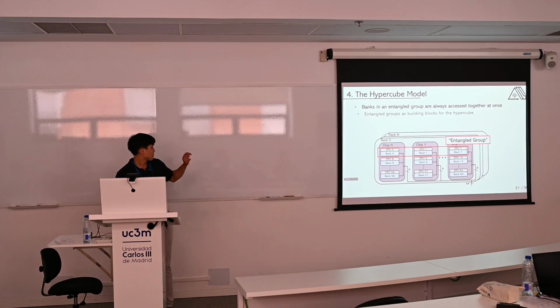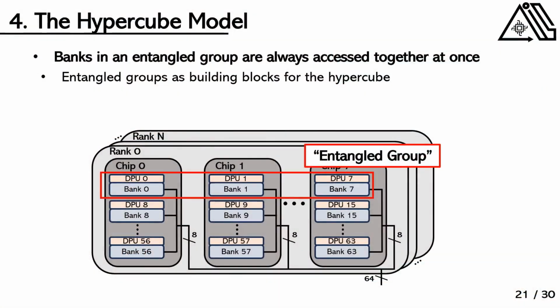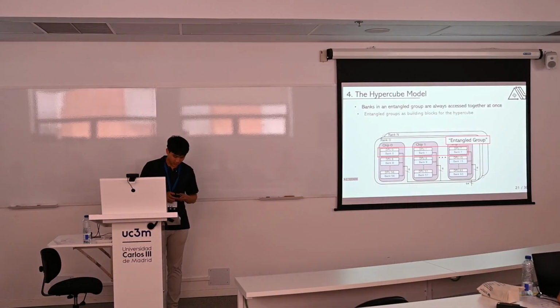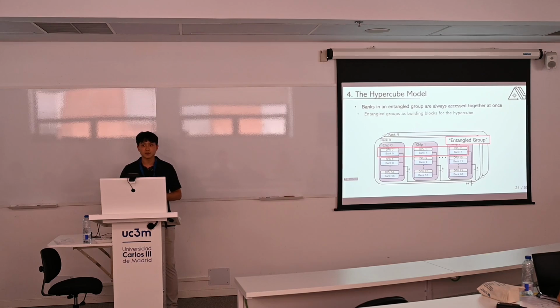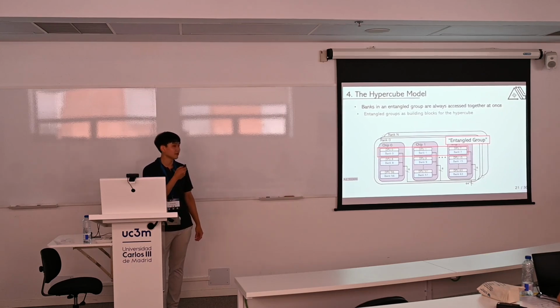Remember how the DPUs in an entangled group are accessed together for every read or write operation. So in the perspective of inter-DPU communication, if one of these DPUs is involved in communication, we will be reading and writing data from all the other DPUs in the entangled group. So for efficiency, we decide that we should use entangled groups as the basic building blocks of our hypercube.